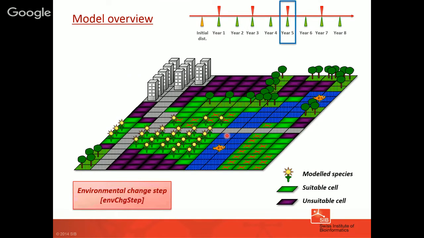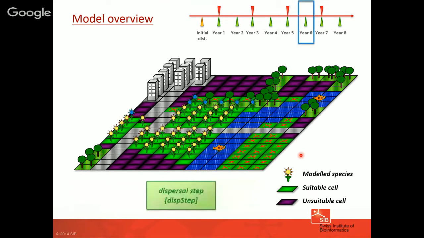In year five, we have again an update in the environment. So we have new cells that turn green. Again, our species can disperse, occupying new cells. In year six, there is no update in the environment, but there's only a dispersal, so the species disperses.